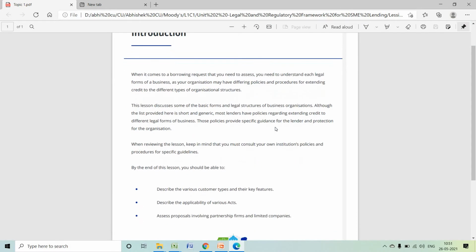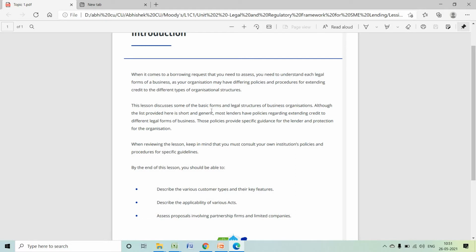When it comes to a borrowing request that you need to assess, you need to understand each legal form of business. That is very important because everything will change according to the type of business. For example, there will be different documentation procedures for proprietorship, partnership, private limited company, public limited company, and all. Your organization may have different policies and procedures for extending credit to different types of organizational structures, and different guidelines will also be provided for different types of borrowers.